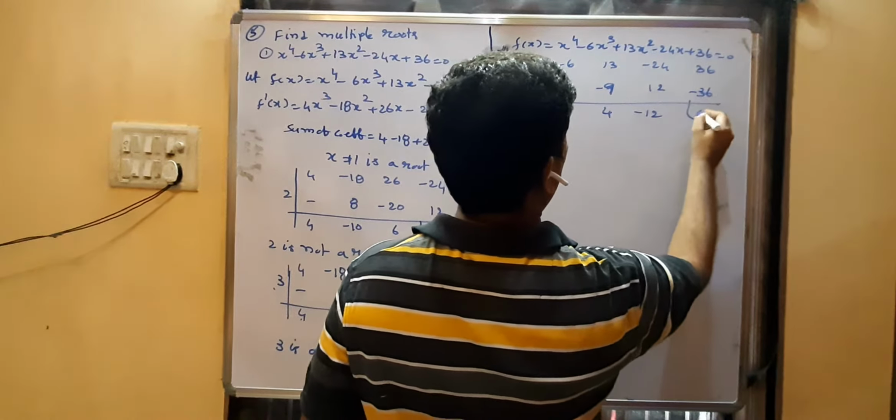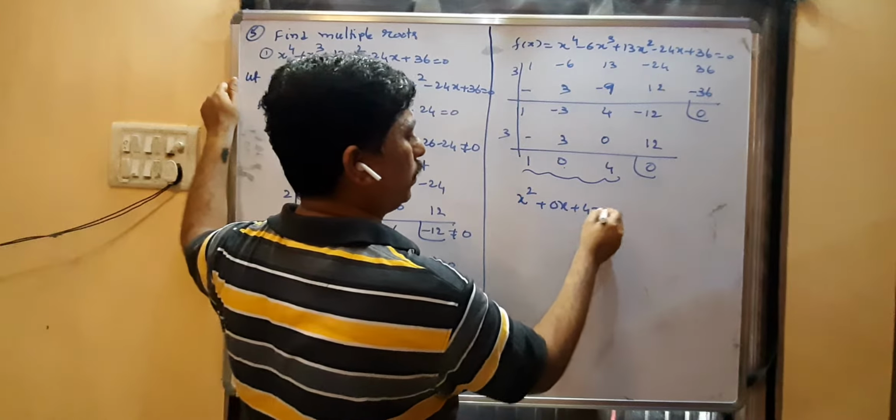So one more time you can do this with respect to 3. 1, 3, 0, 3 into 0 is 0, 4, 3 4s is 12. Remainder you got 0. A fourth degree equation has 4 roots. Out of 4 roots, 2 roots are 3, 3. Then the remaining is the second degree quotient: 1 into x^2 + 0 into x + 4 = 0.